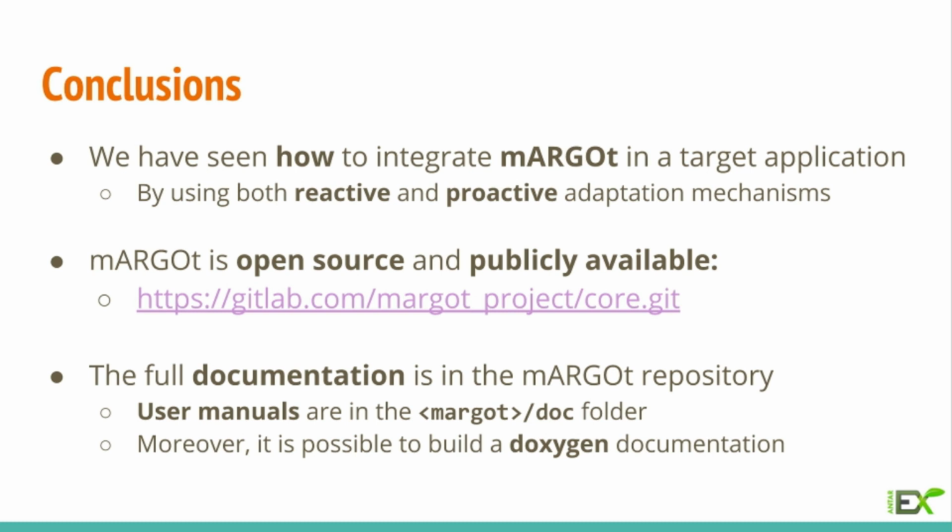The mARGOt Autotuning framework is open source and publicly available on GitLab. Along with the source code, it is possible to find user manuals with complete syntax and semantics of the XML configuration files. Moreover, it is possible to generate Doxygen documentation about the framework implementation details.